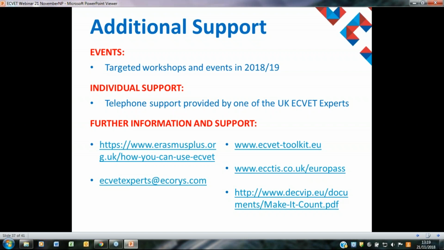Your main source of information is the How You Can Use ECVET page. If you go on there, either by clicking on some of the colored picture icons which describe the key components and the various stages of before, during and after mobility, down the right hand side there are some key documents.